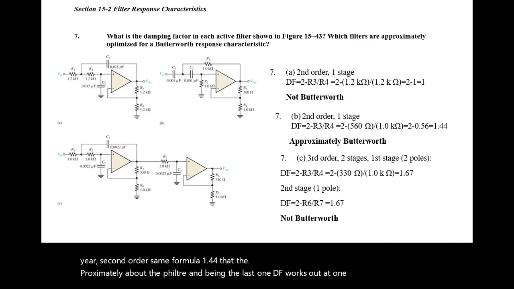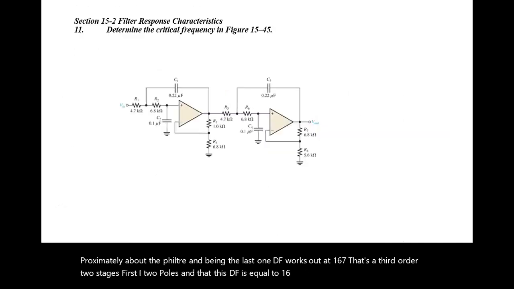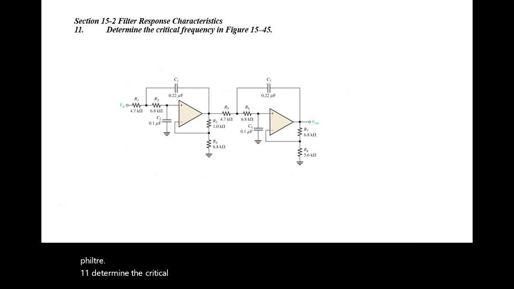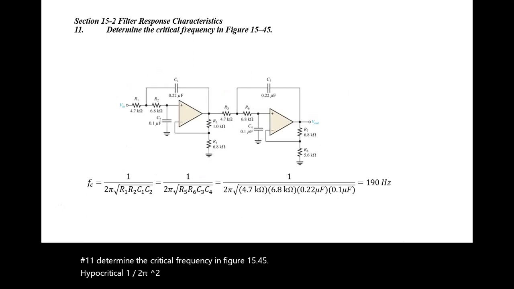That's a third order, two stages, first stage 2 poles, and DF is equal to 1.67. That's also not a Butterworth filter. Number 11, determine the critical frequency in figure 15.45. F critical is 1 divided by 2 pi times the square root of R1, R2, C1, C2.